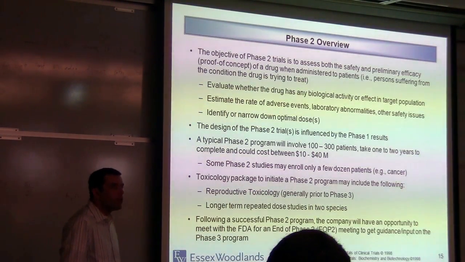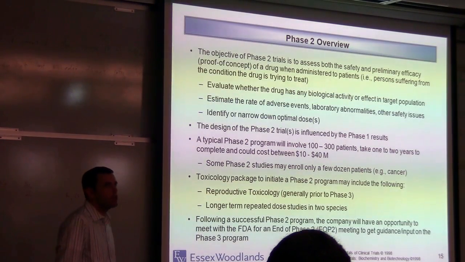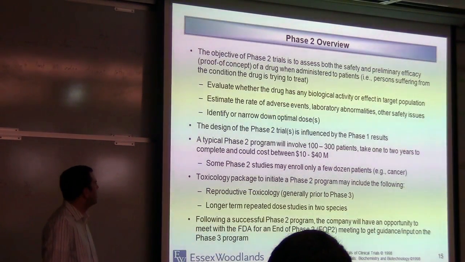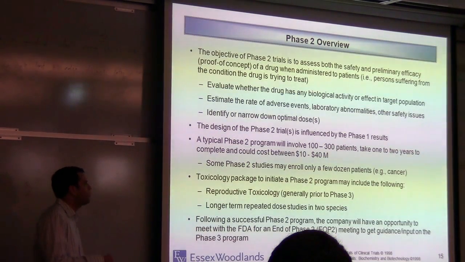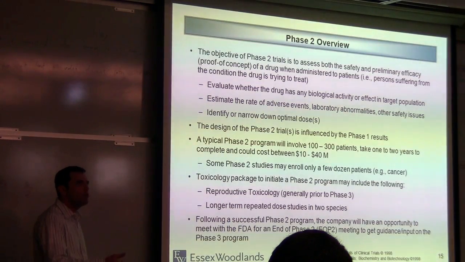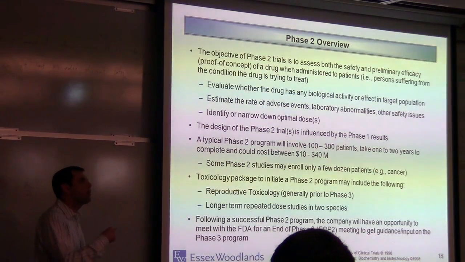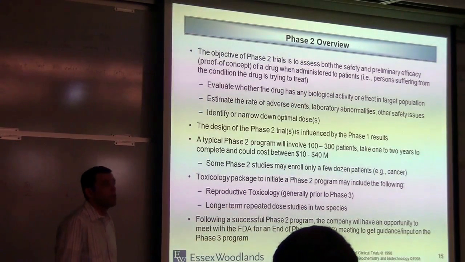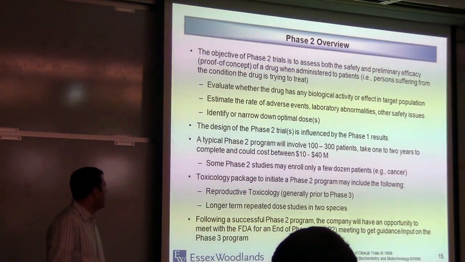You're going to need a pretty robust toxicology package in place prior to exposing this many patients to drug for a long duration. You might need repro-tox. Could be before phase 3, but you might see it here. And you're going to be doing longer-term repeat dose studies. So you've selected your 2 species, and now you may be doing 3-month, 6-month studies in rats, mice, or in dogs prior to being able to initiate your phase 2 study. And those cost several $1 million each to do.